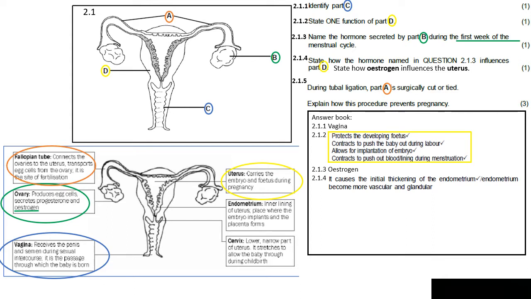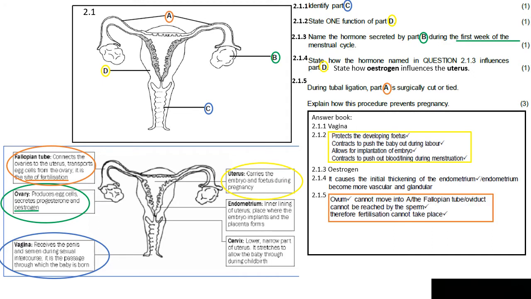Part A is the fallopian tube, which connects the ovaries to the uterus, transports egg cells from the ovary, and it is the site of fertilization. So preventing pregnancy is achieved by preventing fertilization. One way you can put it is that the ovum cannot move into the fallopian tube or oviduct and cannot be reached by the sperm, therefore fertilization cannot take place, or sperm cannot reach the ovum, therefore fertilization cannot take place.